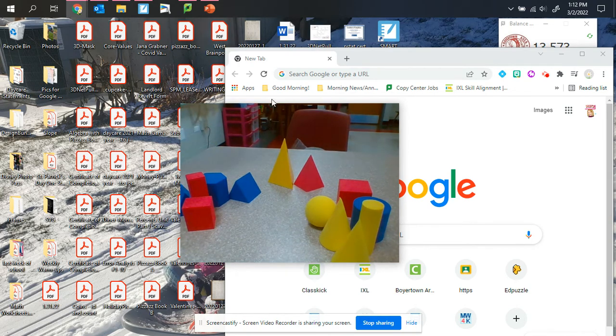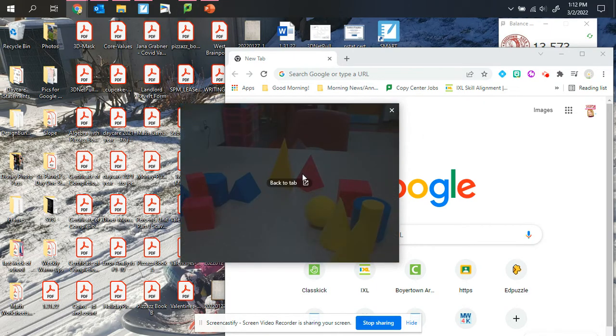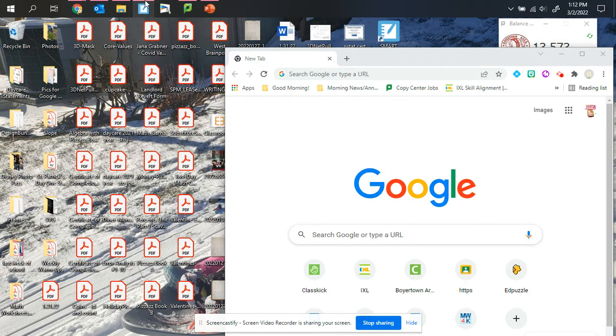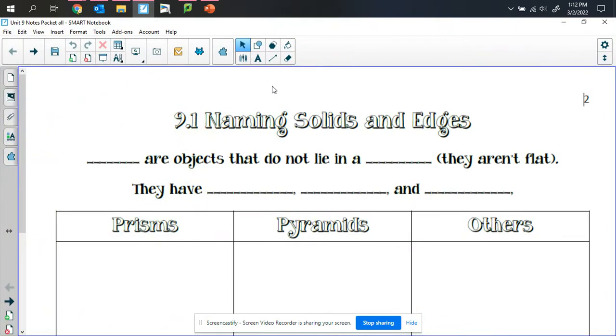So at this point, what I'm going to ask you to do is we will close this part out, and I am going to ask you to head on over to your notes packet. We're going to be starting on page 2, talking about naming solids and edges on lesson 9.1 here. The first thing that you need to do is understand a couple of vocab terms that go along with this. Our first one is solids.